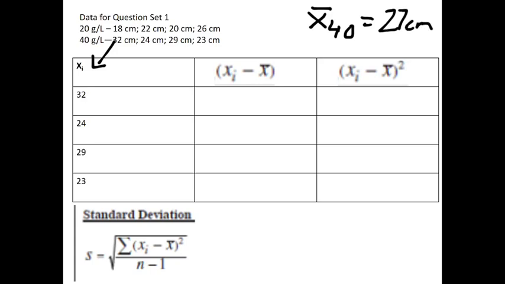Now let's work on calculating the standard deviation. To do that, we're just going to follow our chart. Our individual data points are 32, 24, 29, 23. In the next column, we need to take those individual points, do them separately, and subtract the mean from each one. So here we're going to do 32 minus our mean, 27, to get 5. Next we're going to go 24 minus the mean of 27 to get minus 3.